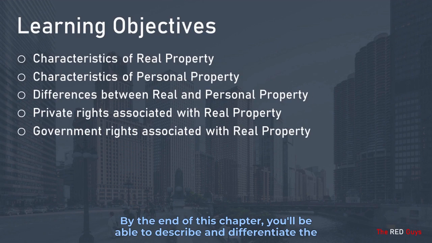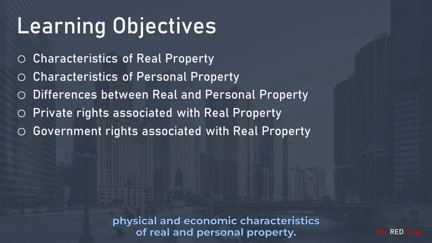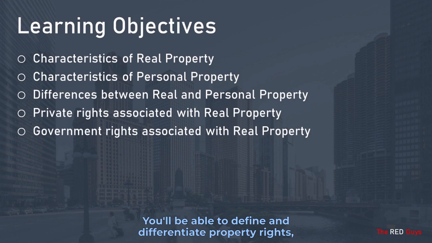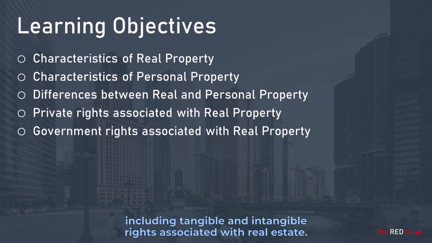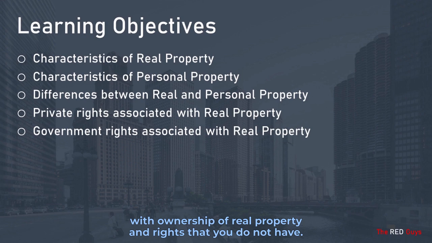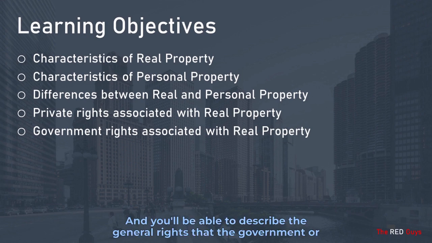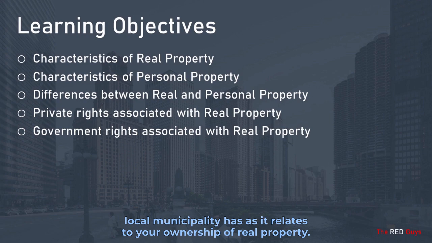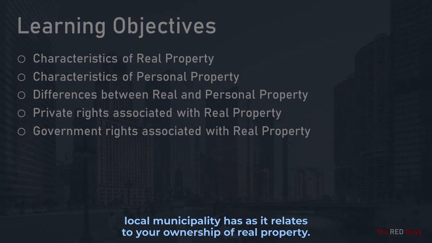By the end of this chapter, you'll be able to describe and differentiate the physical and economic characteristics of real and personal property. You'll be able to define and differentiate property rights, including tangible and intangible rights associated with real estate. You'll be able to describe the general personal rights associated with ownership of real property and rights that you do not have. And you'll be able to describe the general rights that the government or local municipality has as it relates to your ownership of real property.